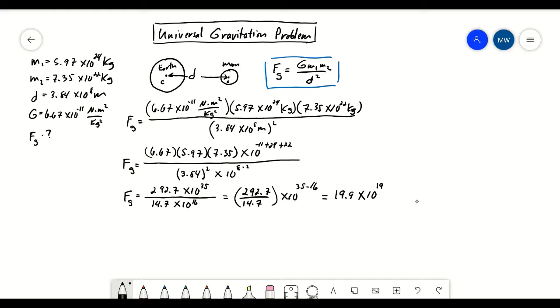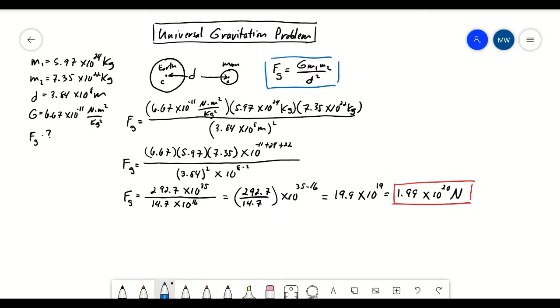Now this is not the right format. I need to have one digit and then the decimal. So this will be 1.99. Because I'm making my base smaller, I have to make my exponent bigger. And then of course the unit is newtons. So 1.99 times 10 to the 20 newtons is the force between the moon and the earth when they're this far apart, 3.84 times 10 to the 8 meters.